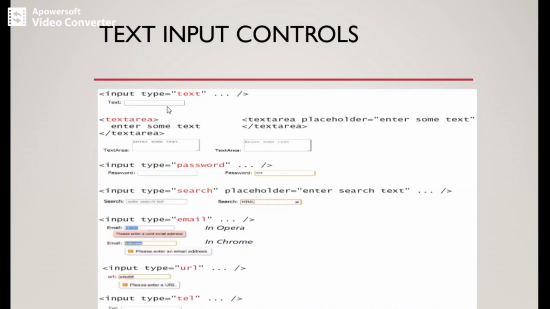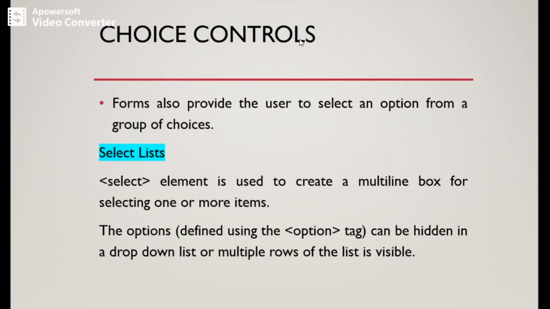See, input type is equal to text. If I write, one box has appeared, you can enter one line of text there. Now textarea means, see, you can enter so many lines of text here. Password, see how your password is appearing in dots or stars, whatever. Now we'll move on to choice controls.